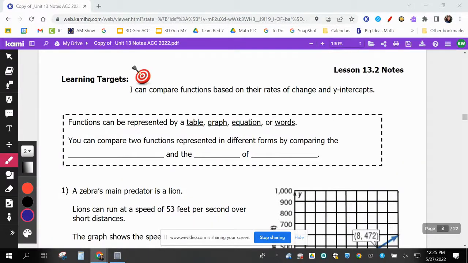Right, this is lesson number 2. Our learning target is: I can compare functions based on their rates of change and y-intercepts. So functions can be represented by a table, a graph, equations, or words.